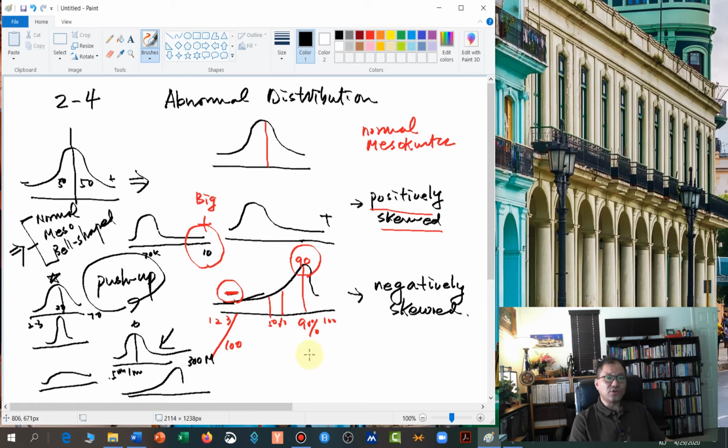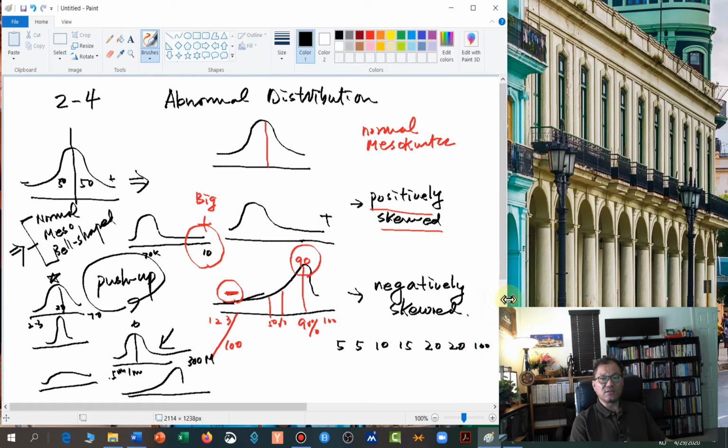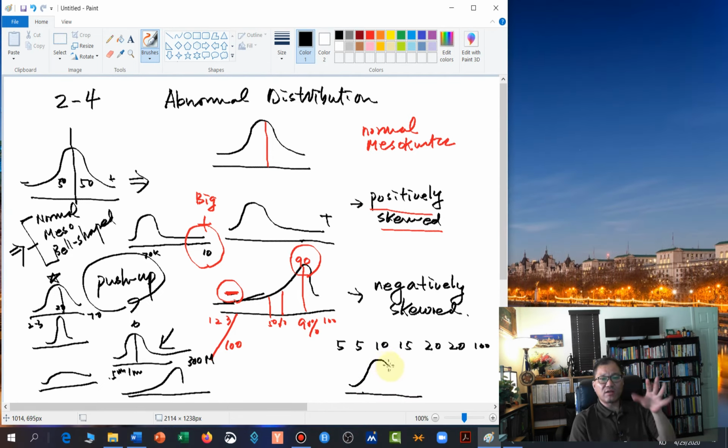If I ask you to count how much money you have in your pocket right now, most of you will have $5, $10, $15, $20, and all of a sudden, one of you will have $100. Then this distribution will be, well, most people have somewhere around $10 to $15. Then all of a sudden, we have $100 right there. So this can be a good example of positively skewed.